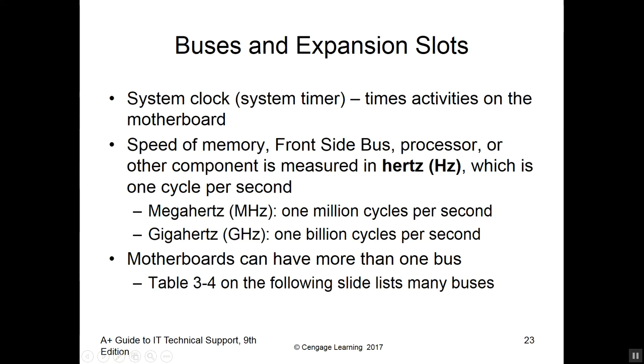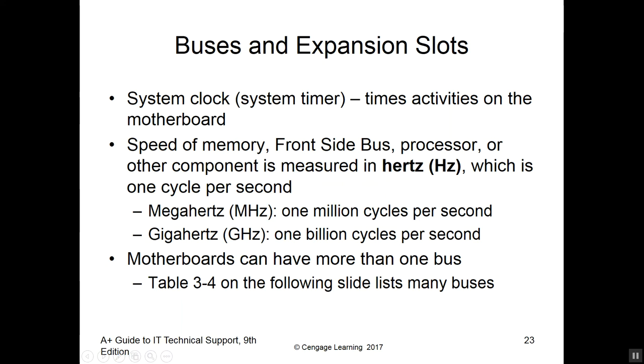Now, there's a system clock that times activities on the motherboard. Now, we've got a speed of memory. There's a front side bus, processor, or other components. That speed is measured in hertz. Hertz is 1 cycle per second, or we say frequency. We may have megahertz, which is 1,000,000 cycles per second, or gigahertz, 1 billion cycles per second.